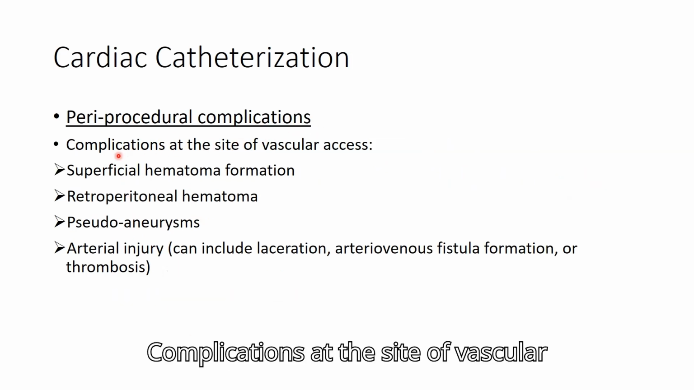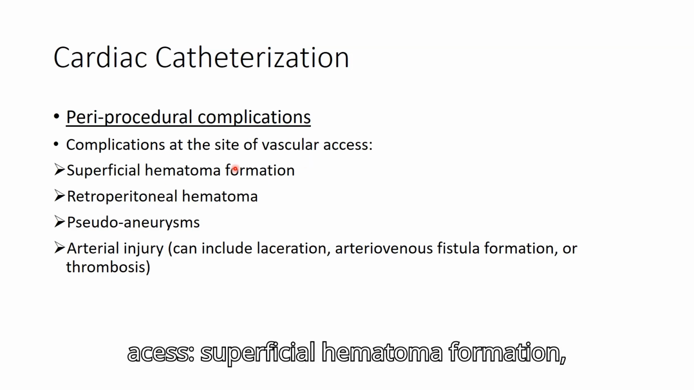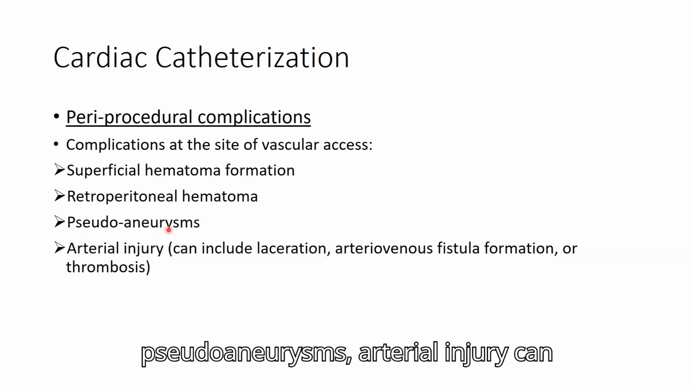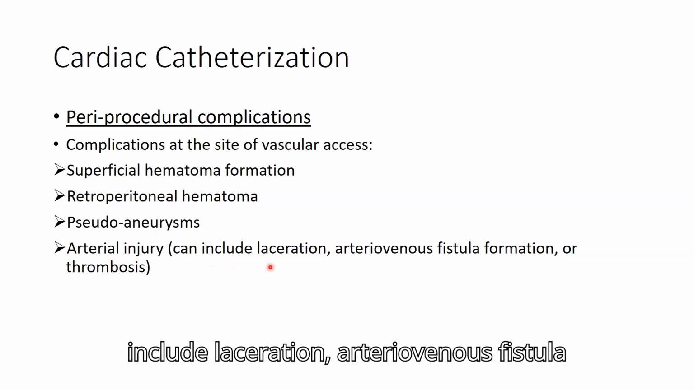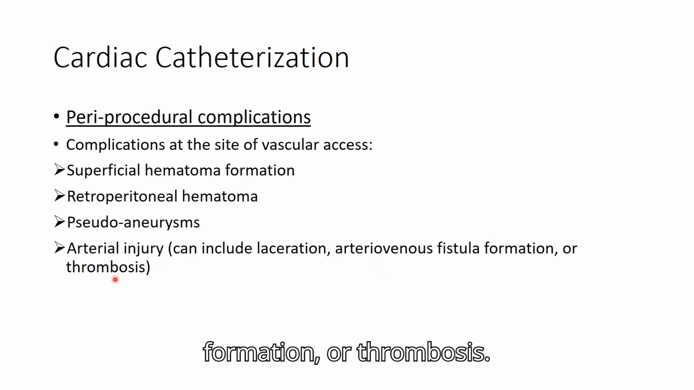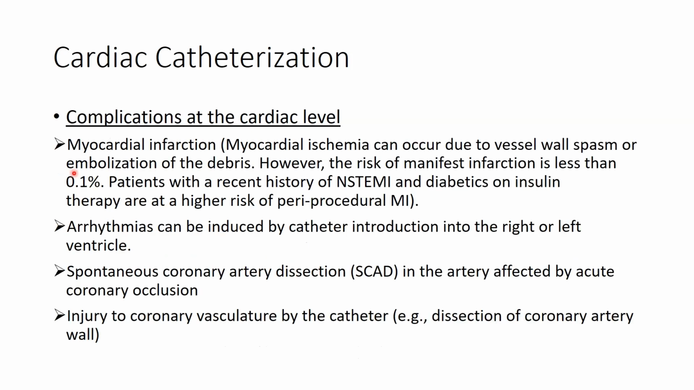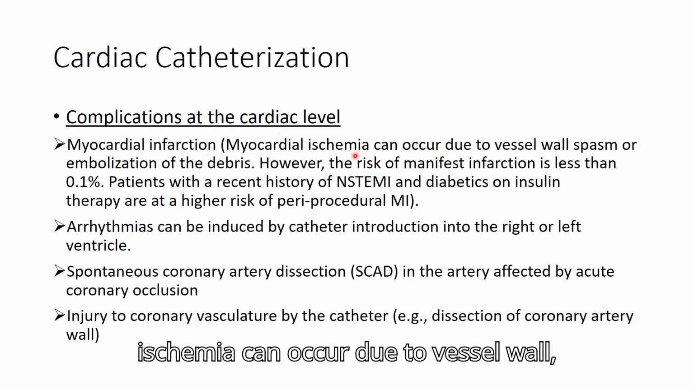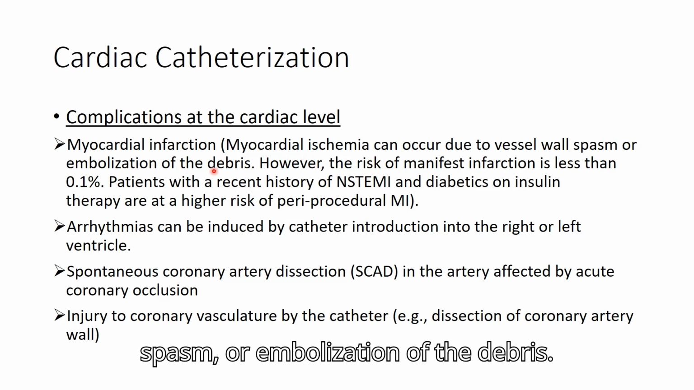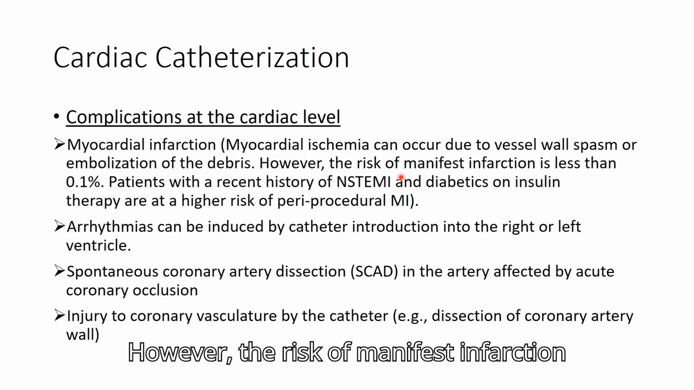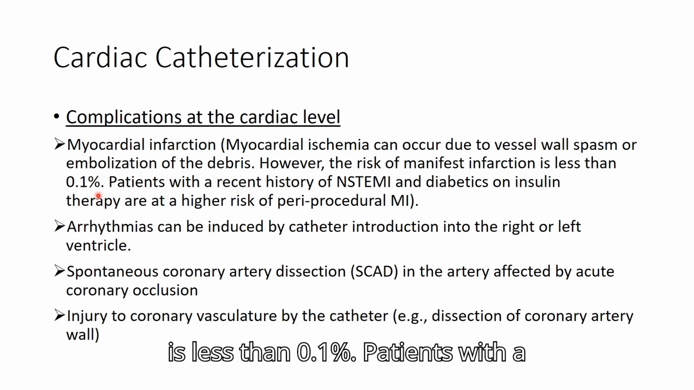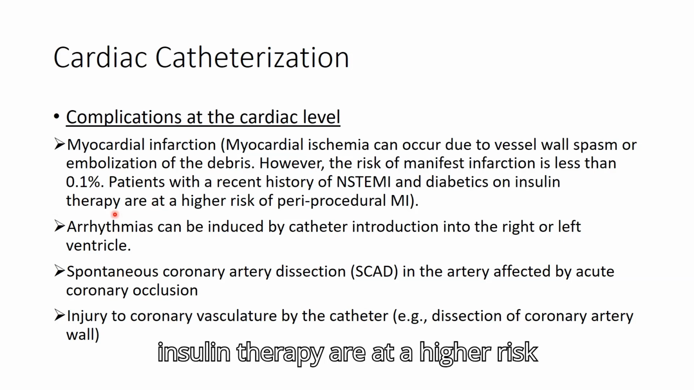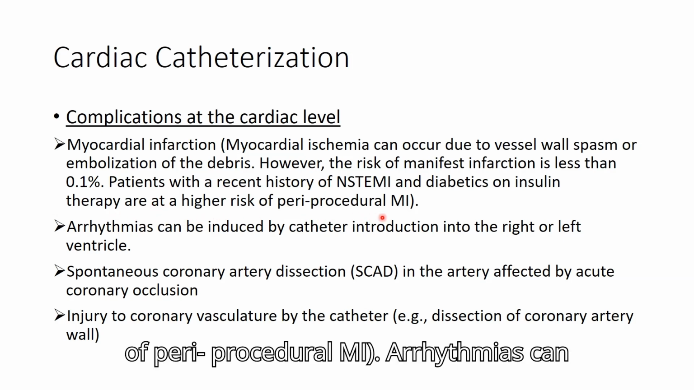Periprocedural complications. Complications at the site of vascular access: superficial hematoma formation, retroperitoneal hematoma, pseudoaneurysms, arterial injury that can include laceration, arteriovenous fistula formation, or thrombosis. Complications at the cardiac level. Myocardial infarction: myocardial ischemia can occur due to vessel wall spasm or embolization of debris. However, the risk of manifest infarction is less than 0.1%. Patients with a recent history of NSTEMI and diabetics on insulin therapy are at a higher risk of periprocedural MI.